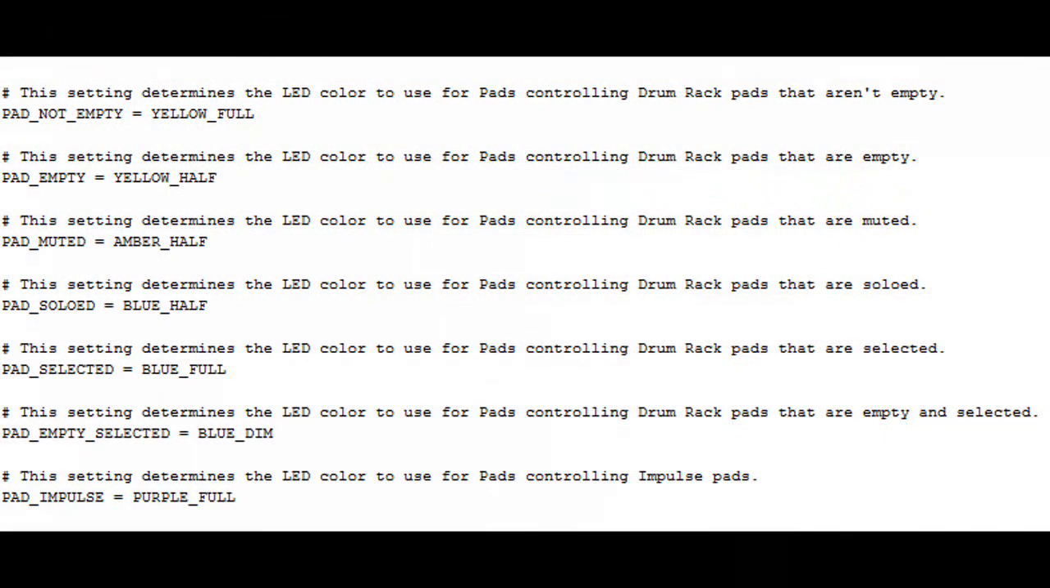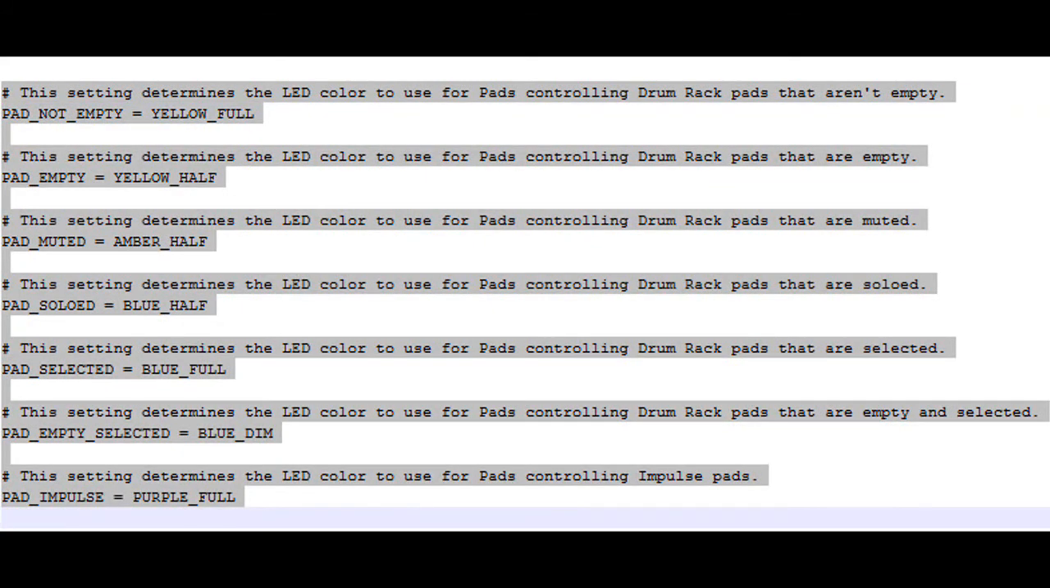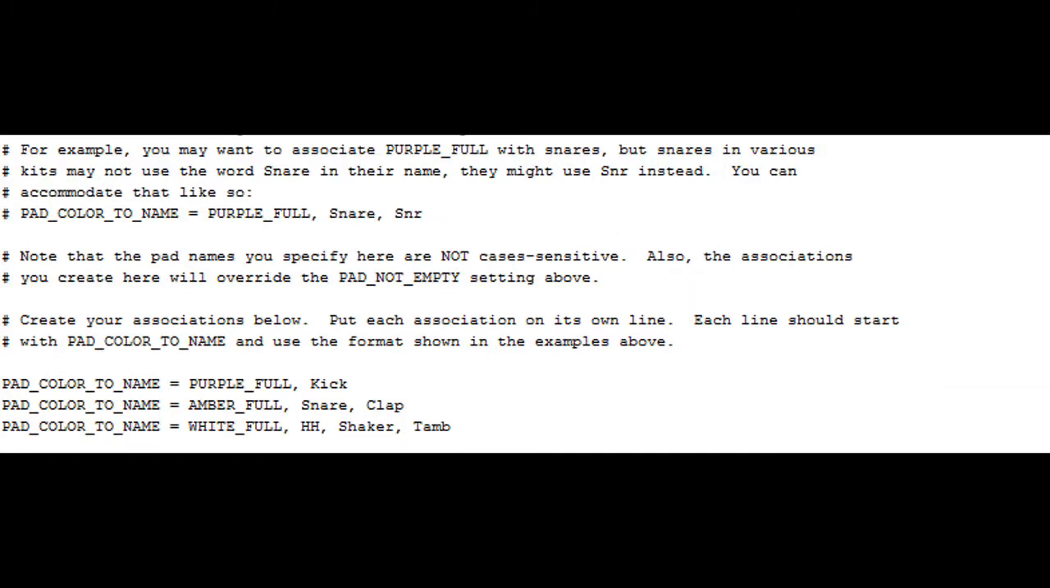In your user preferences file, you can customize the LED colors to use for drum mode. You can also create associations between LED colors and pad names. I've set up a few examples here. Every pad with the word kick in its name will be purple. Every pad with either snare or clap in their name will be amber. And every pad with HH, shaker, or tam will be white.